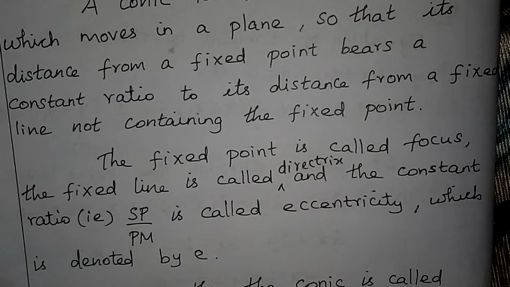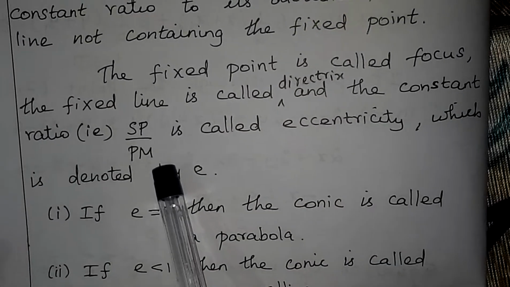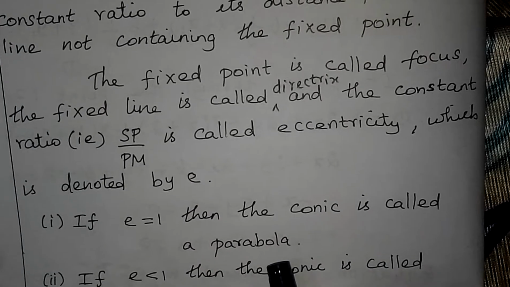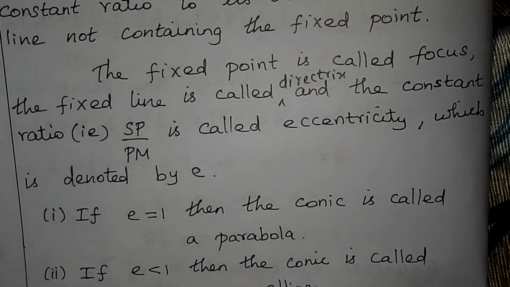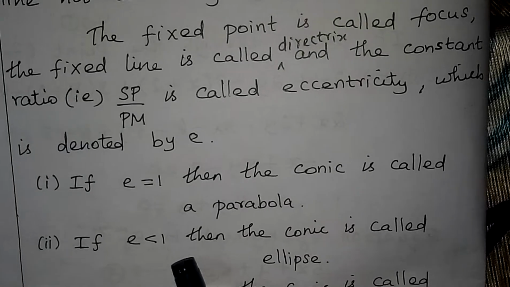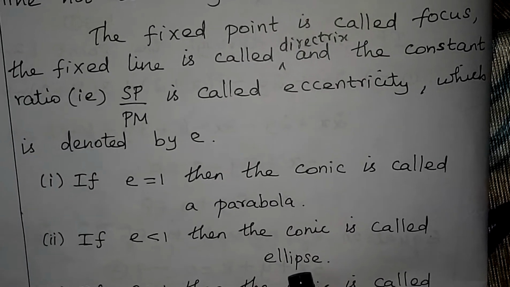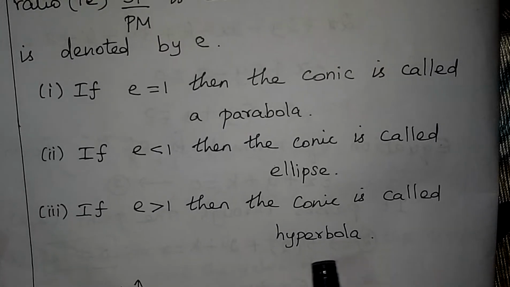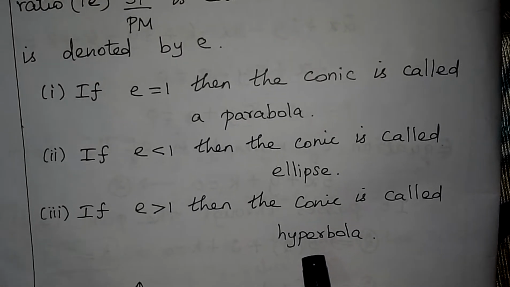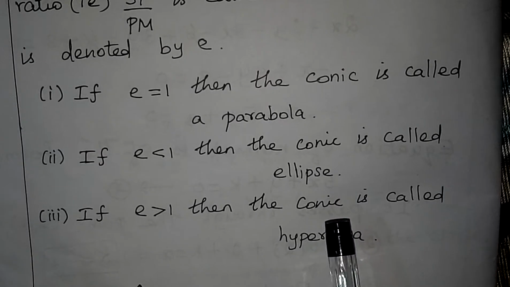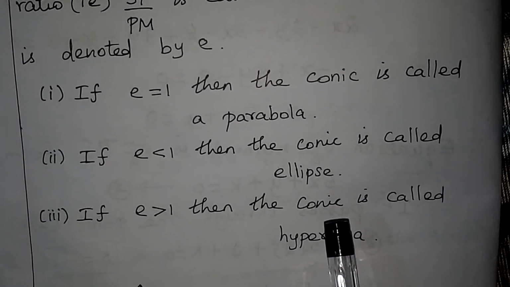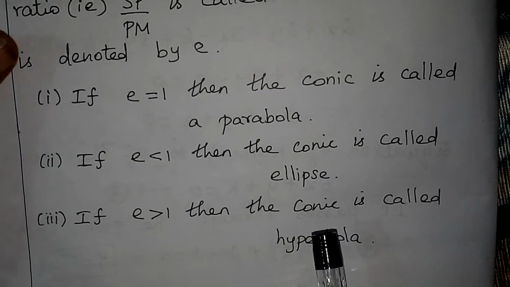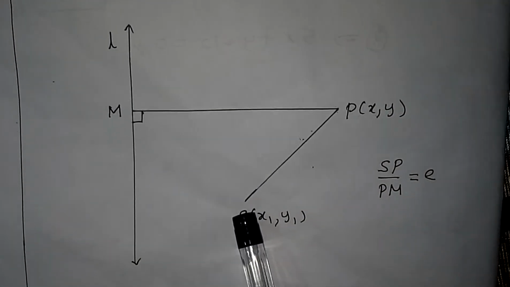If that E value, that is this ratio, is 1, then the conic is said to be a parabola. If E is less than 1, then the conic is said to be an ellipse. E greater than 1 means the conic is called a hyperbola. These are the conic sections, the only shapes that we get from a cone. Now you can see this diagram.